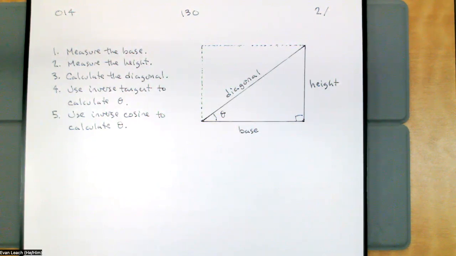If you don't have something to measure, see if you could team up with someone. Maybe you could all team up in one big giant team and choose a champion to measure stuff. But I want you to measure the base of the object, then measure the height of the object. Use something to calculate the diagonal of the object. And then I want you to calculate the angle in two different ways. For now, you can just take notes of what you get and make your calculations.